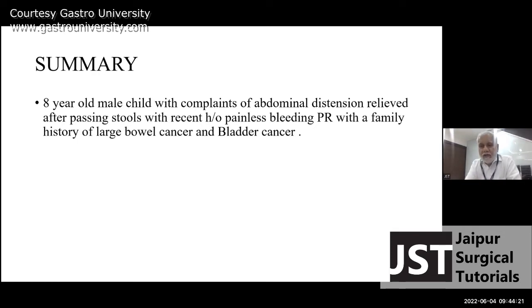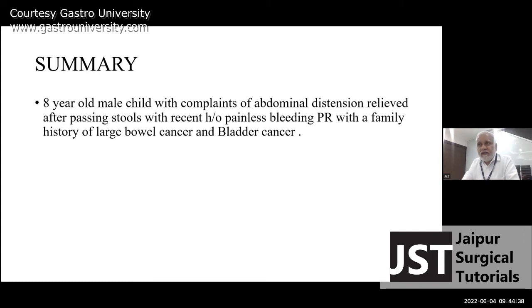Polyp means a polyp. Polyposis means multiple polyps. And when do we call it a polyposis syndrome? The classical FAP? When you have more than 100 polyps in the colon. We'll come to that when we come to endoscopy.